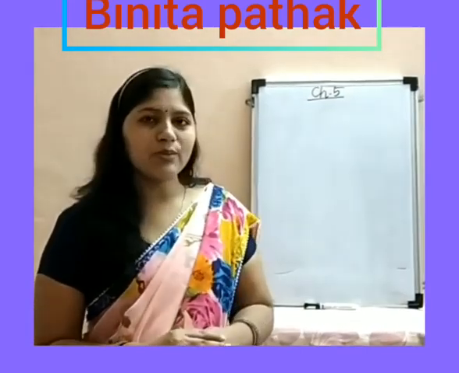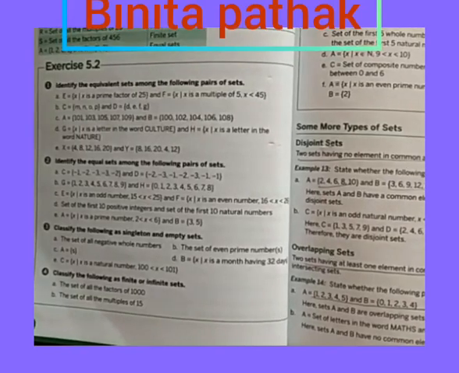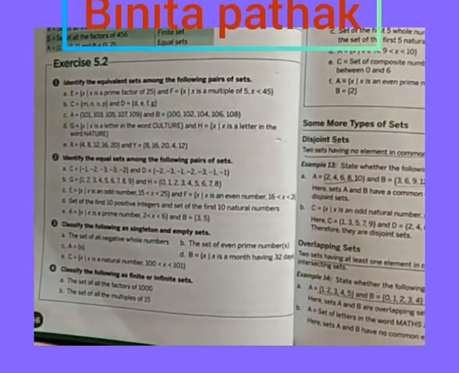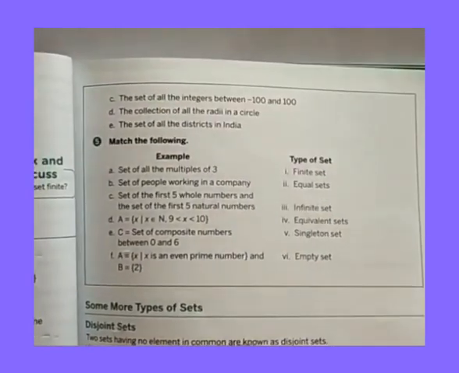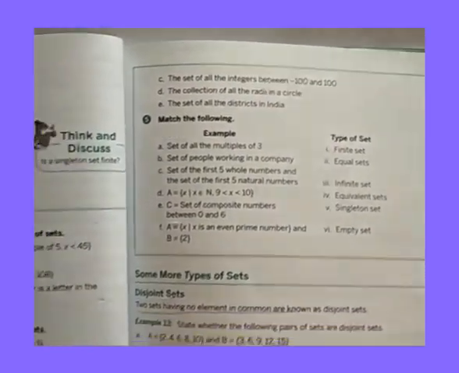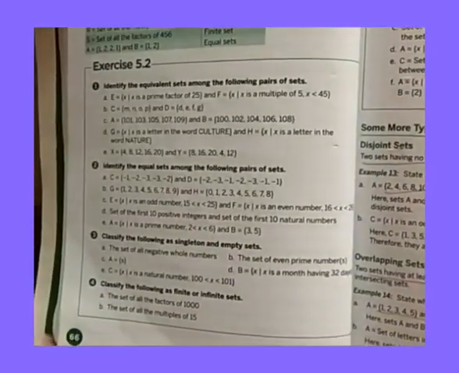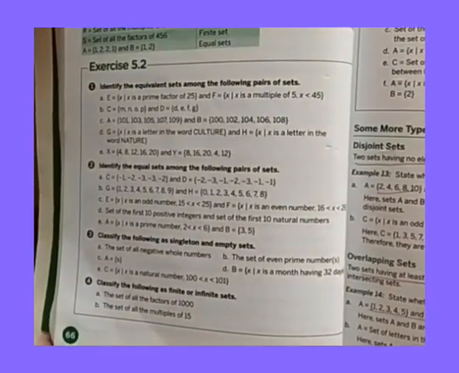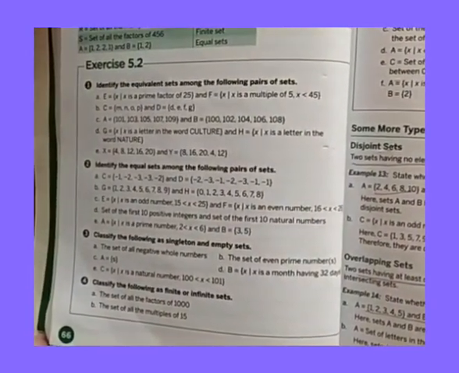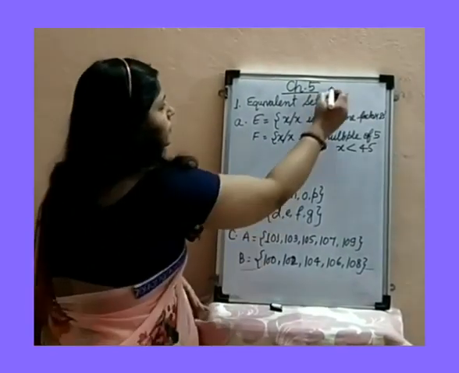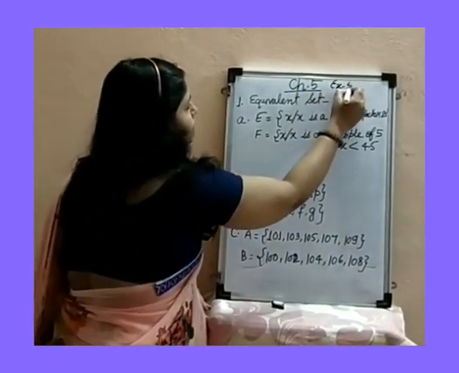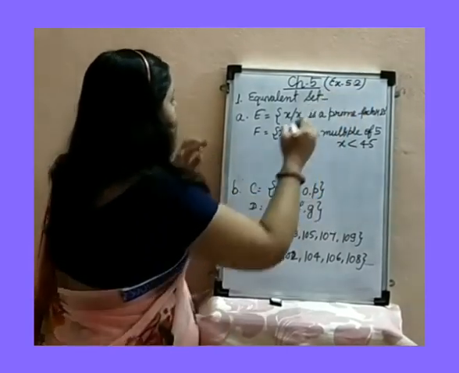So let's start 5.2. Here is exercise 5.2 and there are 5 questions, 1, 2, 3, 4, 5. Question number 5 is match the following. This question I will give you in the notes, and from questions number 1, 2, 3, 4, I'll give you 3 questions from each. So let's do it. This is exercise 5.2 and the first question.